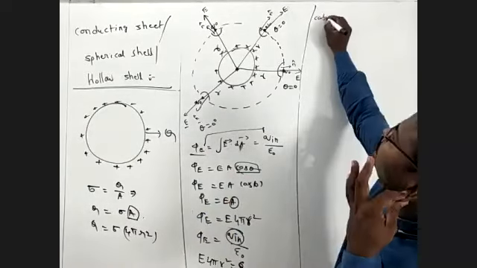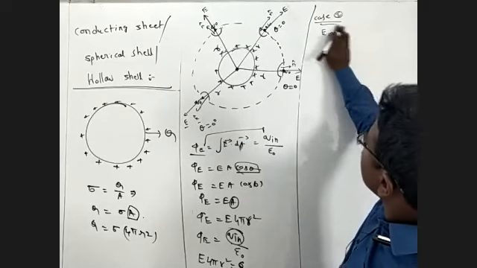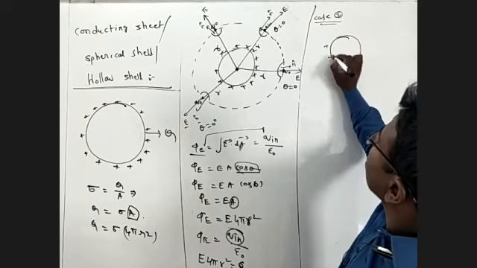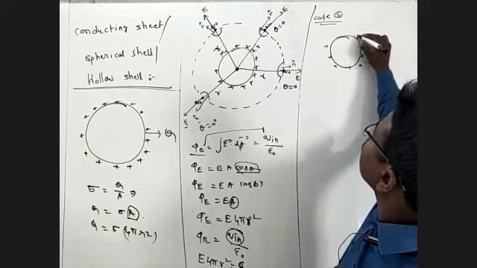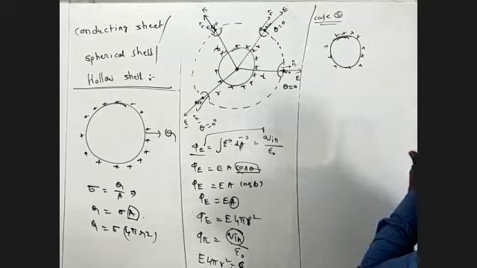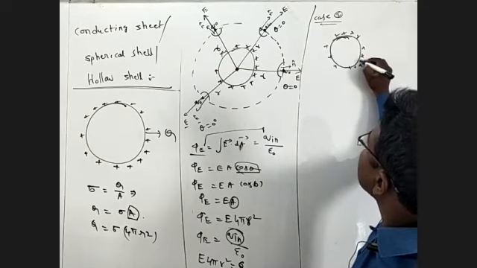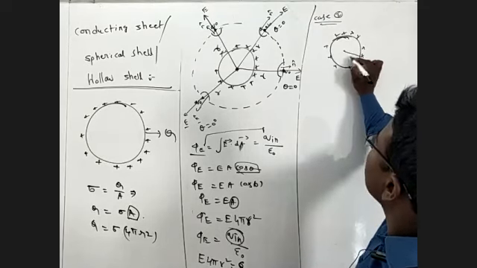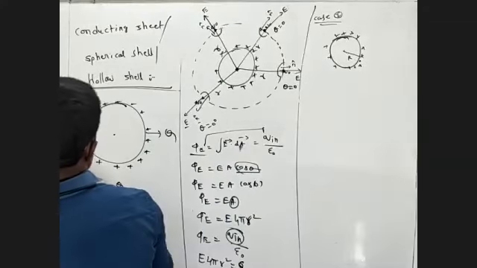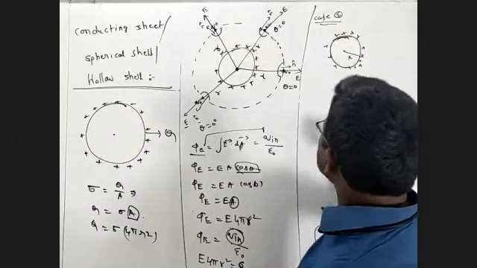Next, case 2. Suppose this is a spherical shell having positive charge. Next, I'm taking a point on the surface. From here to here is the radius R. I'm taking the spherical shell whose radius, from here to here, is R.